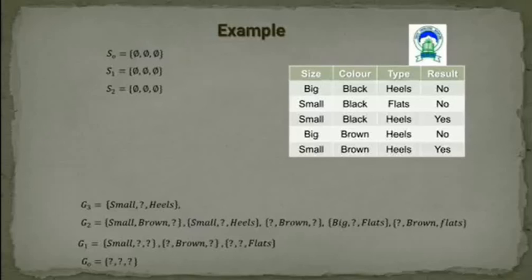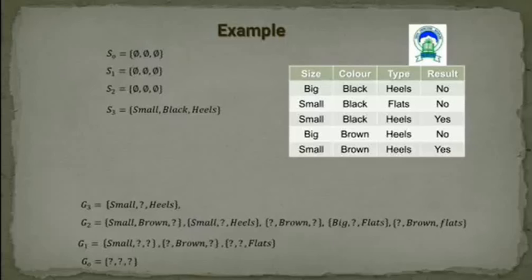Now let's get to the fourth bracket. Big, small, question mark, black, flats, hills, no, and the result is yes. So we have to just cancel it. Same as the fifth, it is a no match, so we have to just cancel it. The G3 is completed. The G3 value is same.